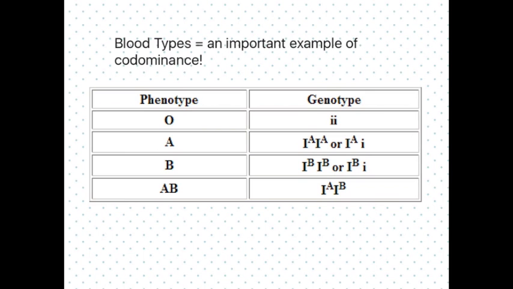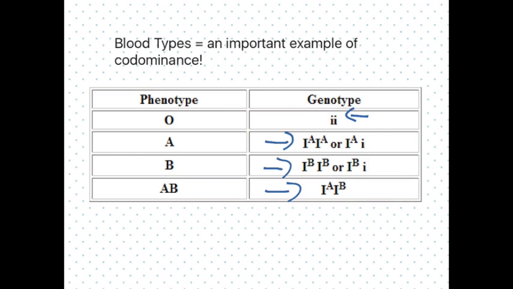One of the most important examples of codominance is blood type. You look here, you see that type O blood is little i, little i. You can see that that is the recessive trait. When you see type A blood, you can have I big A, I big A, or I big A, little i. For B, really similar to A, it's I big B, I big B, or I big B, little i. For AB, the only genotype possible is I big A, I big B.